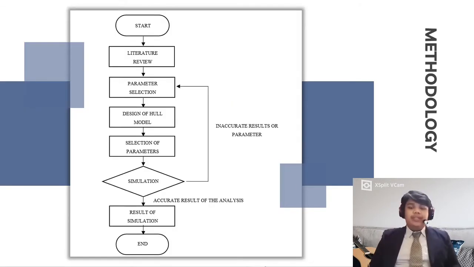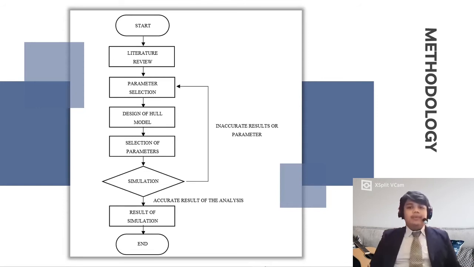Moving on to the methodology of this project, I start with the literature review. In this, I gather data and information on topics related to this project. After that, we move on to parameter selection. This parameter selection is for the specification of the vessel, from its length to its draught. With the parameter selection of the vessel specification done, we will design the hull model following the vessel specification.